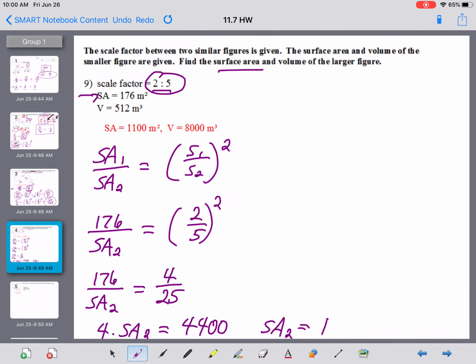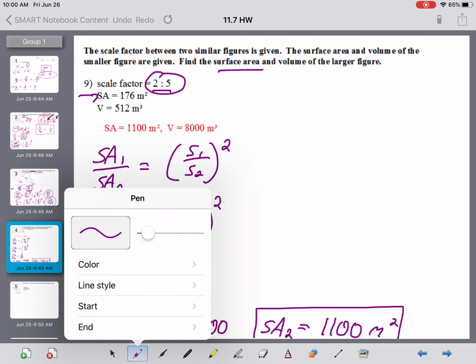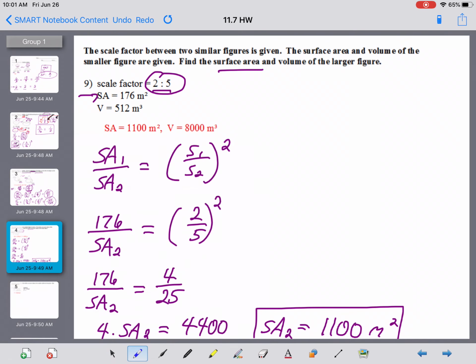Here we go. That gets us 1,100. Everything was in square meters, so that's the surface area of the larger figure. All right, let me switch to blue. I think I can cram in the volume problem here.